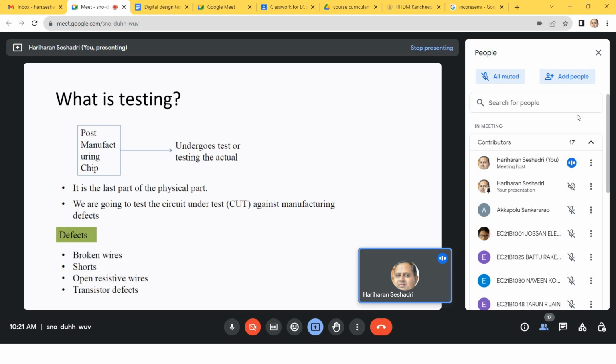So shorts, I've done shorts multiple times. If you have not done a short, you're not an engineer, right? I'll go and ask Ashwin how many times he has shorted. Shorting between VDD and ground, or shorting two wires, as you told, right? Two different wires going in parallel to each other, that is a short, right? And open resistive wire, what does it mean?